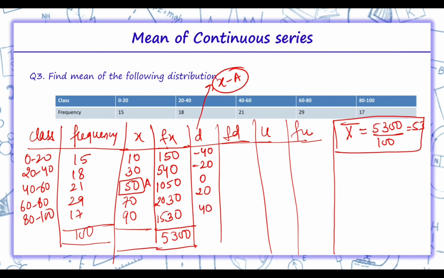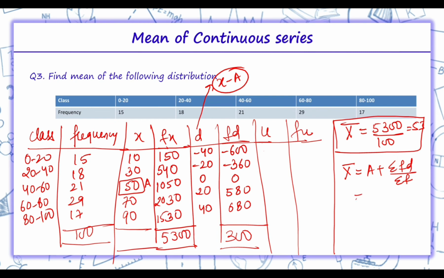Then we have to find fd. So 15 into minus 40 is minus 600, then minus 360, 0, 29 into 20 is 580, 17 into 40 is 680. When we add these numbers, we get 300. So now we have to calculate mean by assumed mean method. Formula is A plus summation fd by f. So A is 50 and summation fd is 300 by 100, which is 3 only. So the answer is 53. This is the mean which we calculated by assumed mean method.